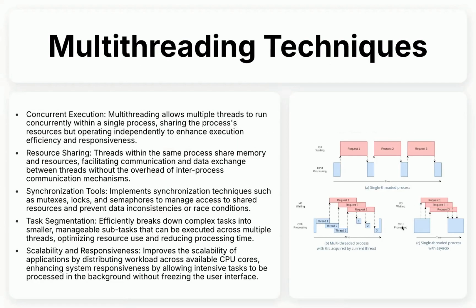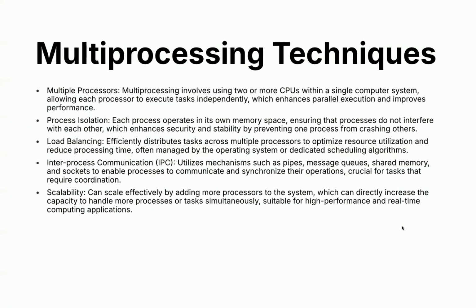So beyond multi-threading, we have multiprocessing. Multiprocessing involves two or more CPUs within a single computer system, allowing each processor to execute tasks independently, which enhances parallel execution and improves performance. So we have process isolation in this case. Each process is now utilizing its own memory space, ensuring that processes do not interfere with each other. This enhances security and stability by preventing one process from crashing others.